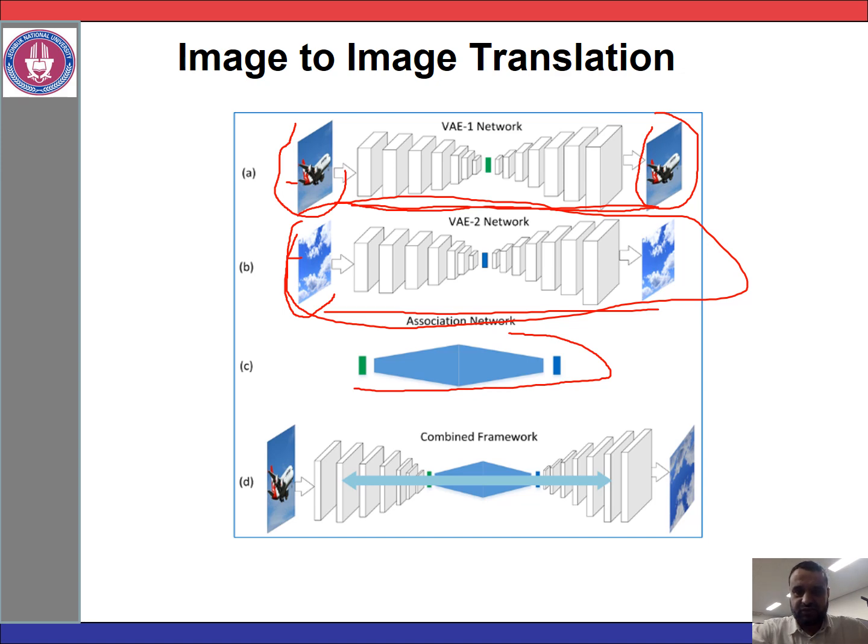And in the next step, we train this architecture which takes sky images as input and generates sky images as output. Then the next step was association, like going from this green distribution to here, and similarly going from this blue distribution to here. So we use an association network that associates those two distributions. It takes the green distribution as input and generates the blue distribution as output. And this is the combined architecture of this image to image translation network.